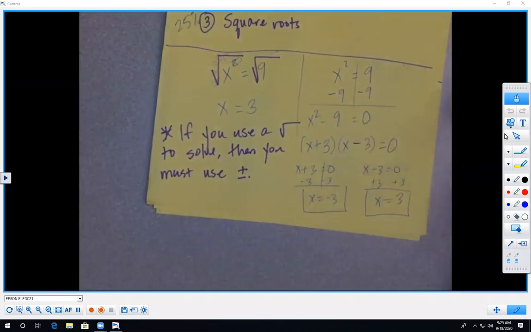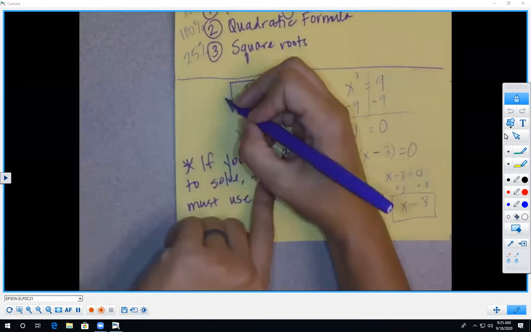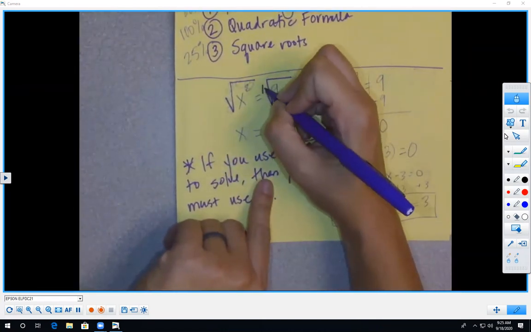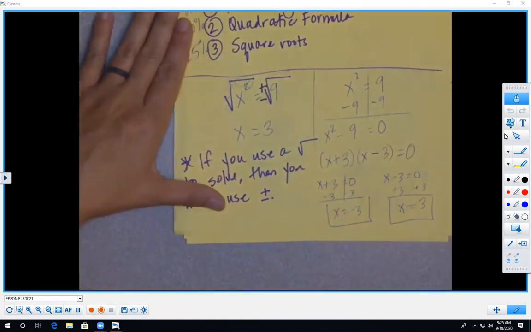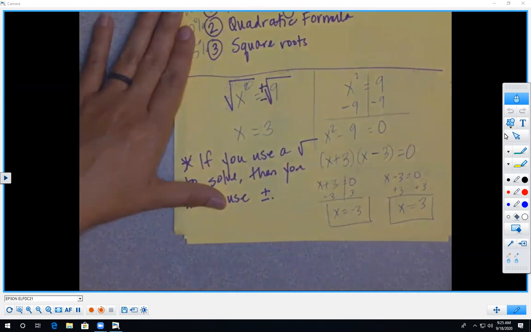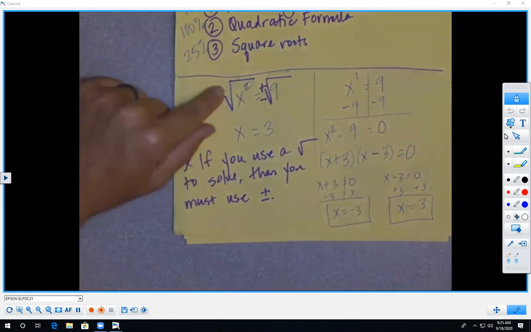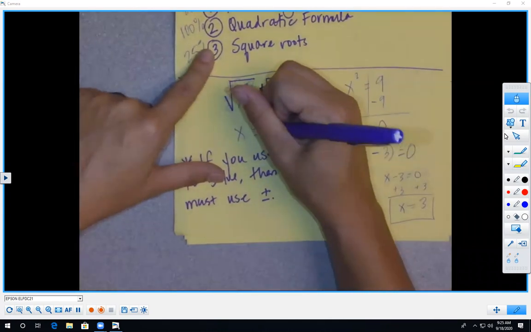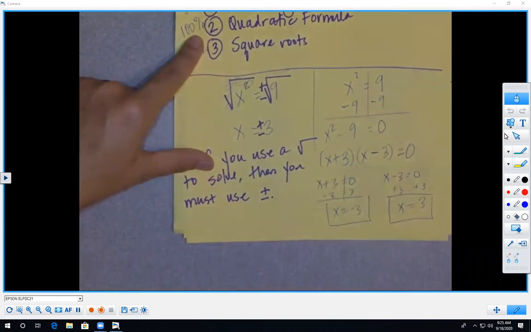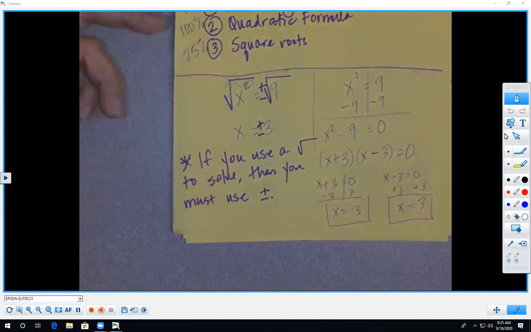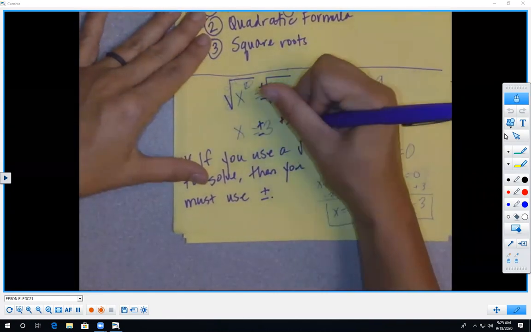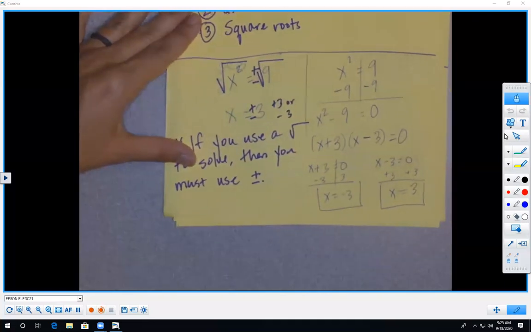So if your problem didn't start off with a radical, you put a radical in there to solve it, then you have to put a plus or minus on your answer. So what I do is when I write that radical, right over here on this side, I put plus or minus in front of it so that I remember. You don't have to do it on the left-hand side because the radical goes away. You only have to do it on the right-hand side. So my answer for this is plus or minus 3. And again, the plus or minus thing, that's like 2 different answers. That's like positive 3 or negative 3.